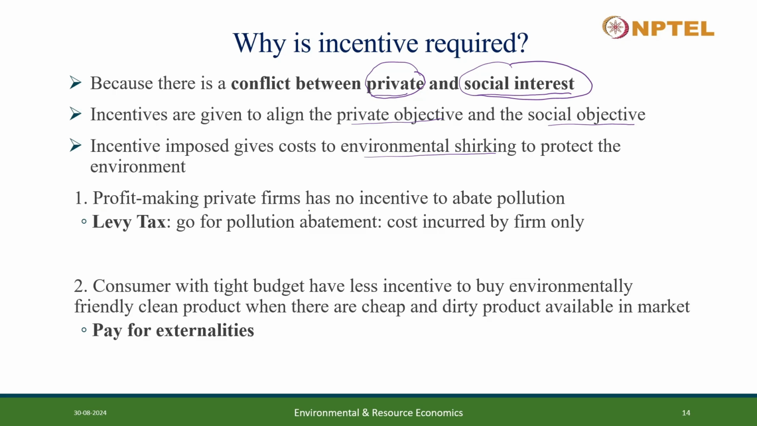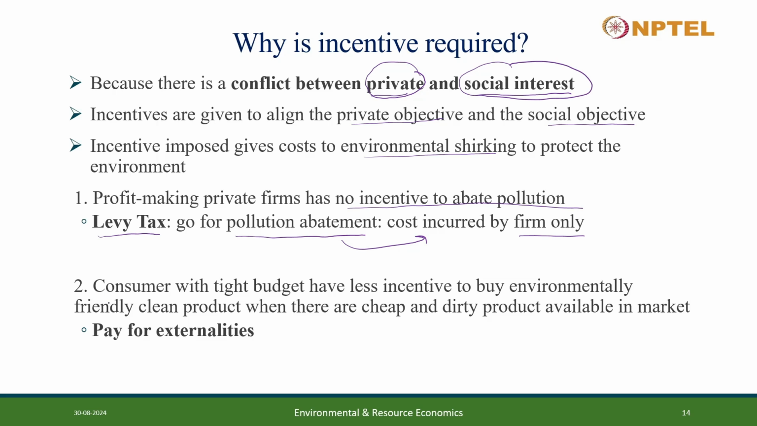So a profit making firm has no incentive to abate pollution in the case when there is no tax. However, when we levy some tax, they will go for pollution abatement, and the cost of pollution abatement will be incurred by the firm. When there is no tax, then if the CO2 level in the air goes up, the government might have to go for certain measures to reduce the emission. However, the firm will try to reduce its emission because they have to pay tax otherwise. So, therefore, we need incentive.